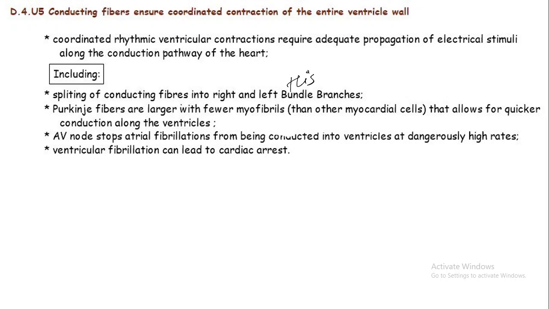The AV node stops atrial fibrillations from being conducted into the ventricles at dangerously high rates. That's the reason. Ventricular fibrillation can lead to cardiac arrest. So that by natural means is controlled because of the delay that happens at the AV node. Alright.